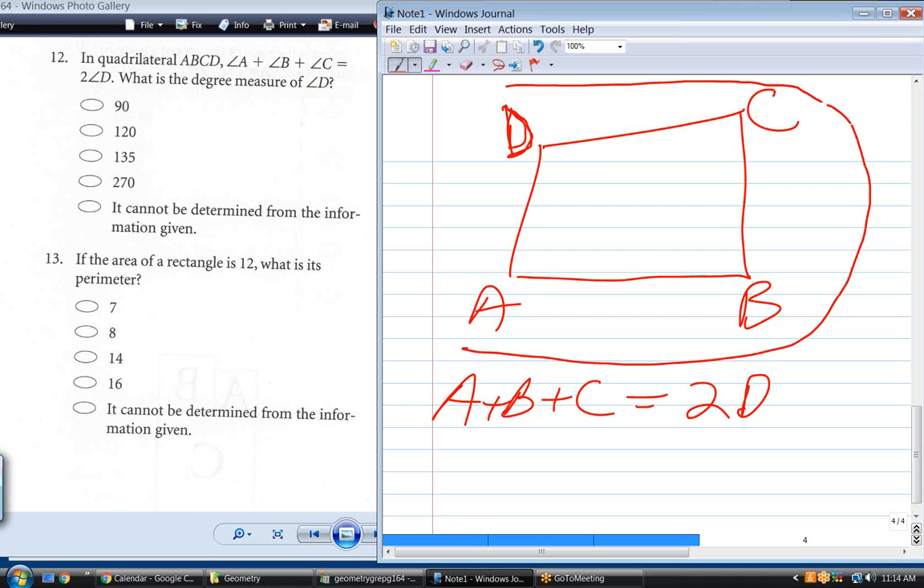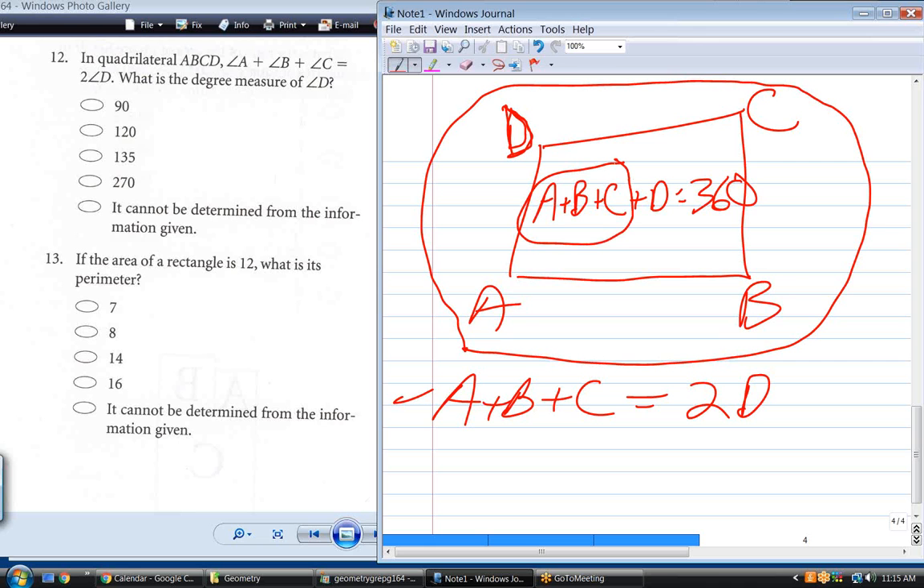Go back and look at this picture here and forget this statement for a moment. What statement can you make up here all by itself? A plus B plus C plus D is equal to what? 360. Aha, that's the master equation that applies to all quadrilaterals. Now, what can I replace A plus B plus C with?